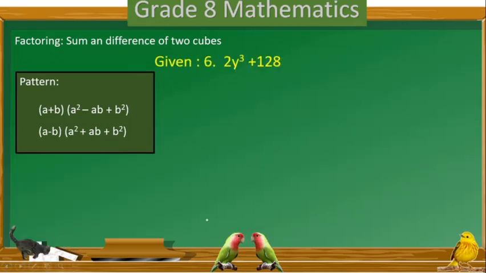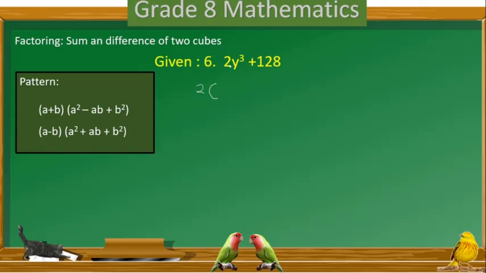Number 6. So the given for number 6, look at the given. We cannot find the cube root of 2. We cannot find the cube root of 128. So all you have to do is to factor this first using the common monomial factor. What is common for this? Only the number. So what is the greatest common factor of 2 and 128? That is 2.